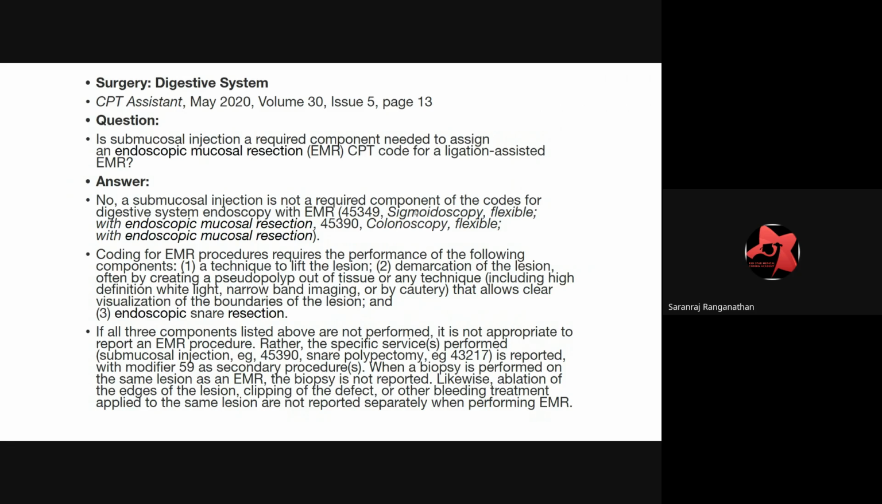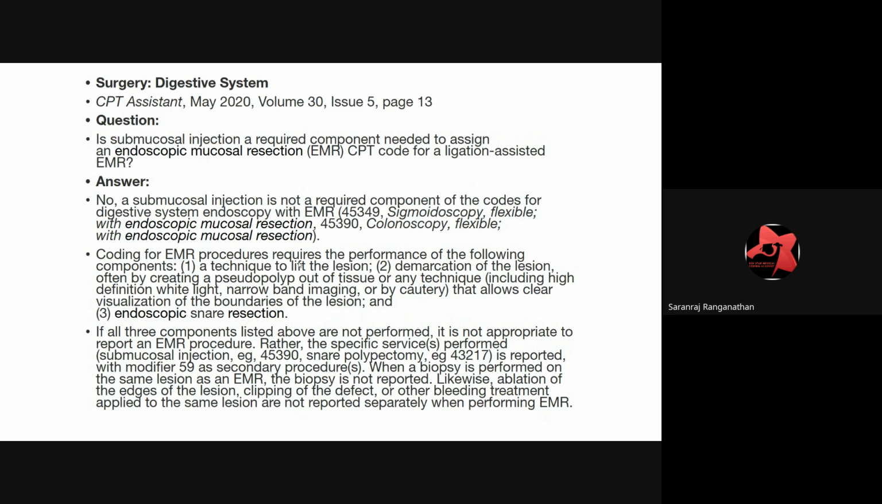Submucosal injection is not a required component of the codes for the digestive system endoscopy with EMR, which means that a flexible sigmoidoscopy with endoscopic mucosal resection has its CPT, and colonoscopy flexible means 45390. This is with the endoscopic mucosal resection. So we have to check based on the CPT what procedure is done, and what is inclusive, all those we have to check.